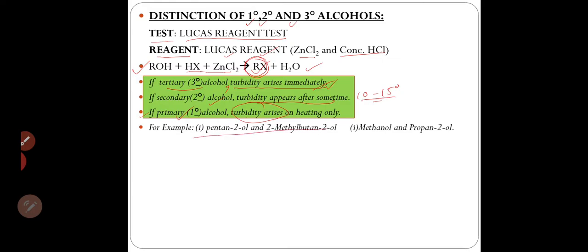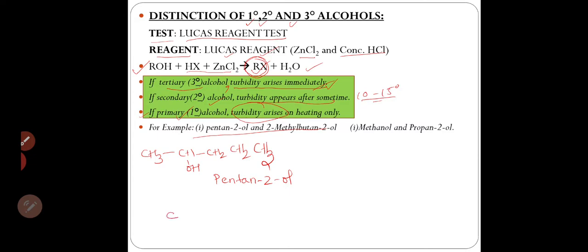So let us do question number 1: distinguish between pentan-2-ol and 2-methylbutan-2-ol. You need to draw the structure for this. Pentane means how many carbons? 5, right? With OH on carbon 2. So CH3, then CHOH, then CH2, CH2, CH3. This is your pentan-2-ol.